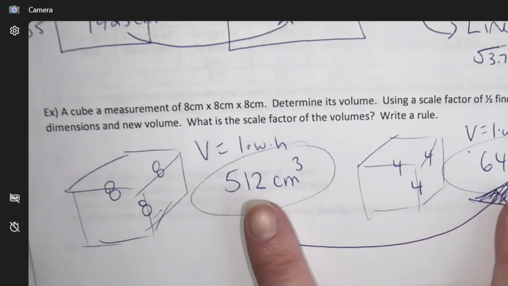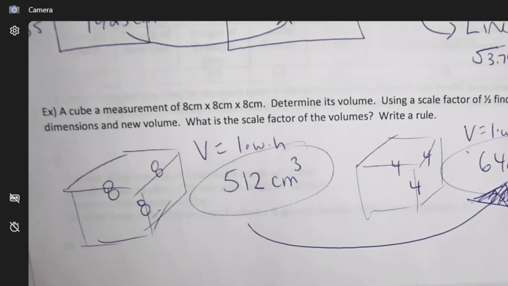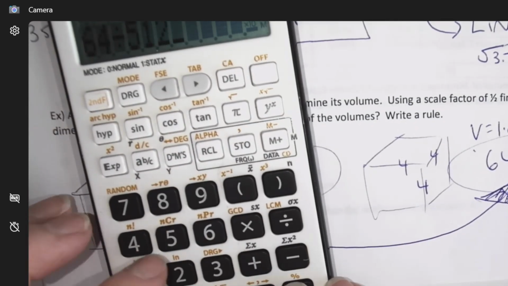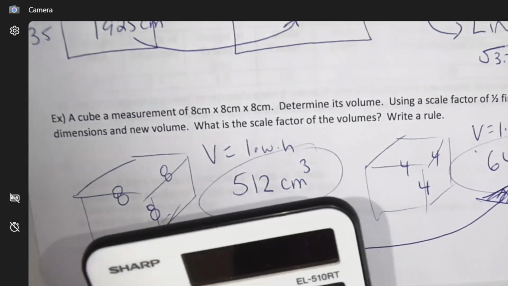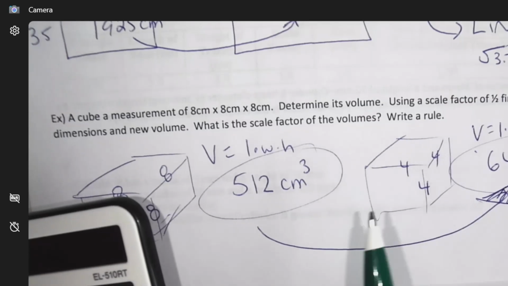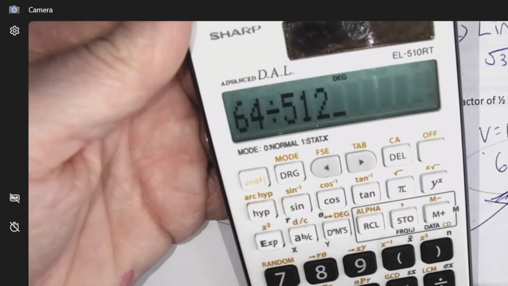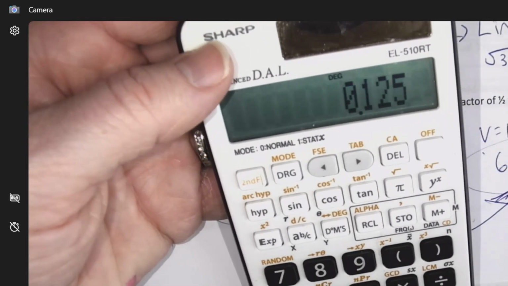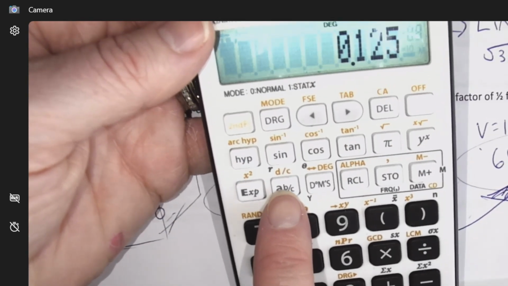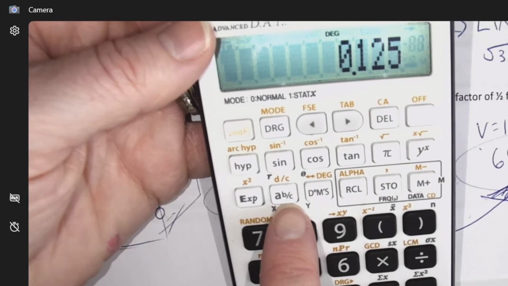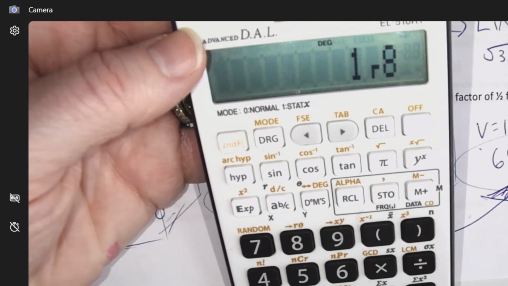Can anybody get me a number between them? What proportion is between them? Okay, I'm going to show you something on your calculator. I'm going to do this divided by this, and I'm going to get 0.125 as a decimal. There's a button on your calculator right here that has fractions, and it switches it to an eighth. Does everybody find that button?